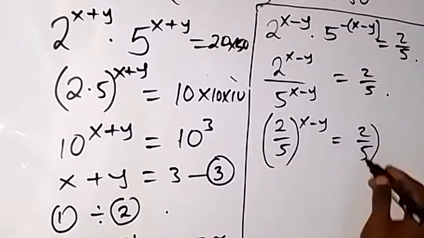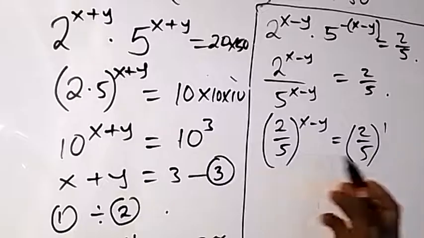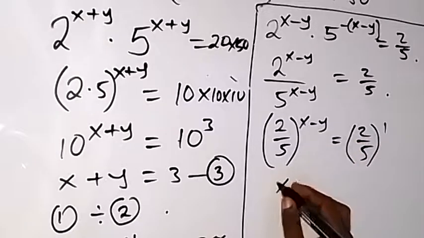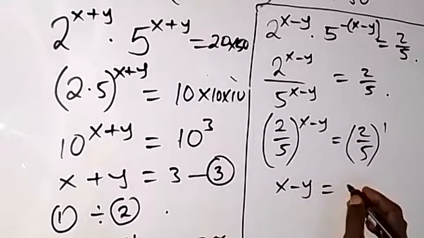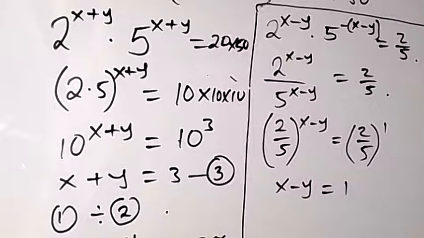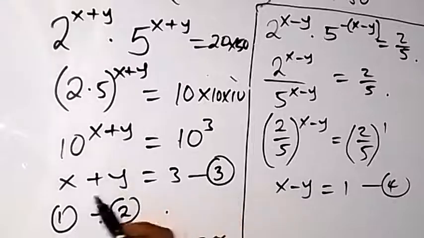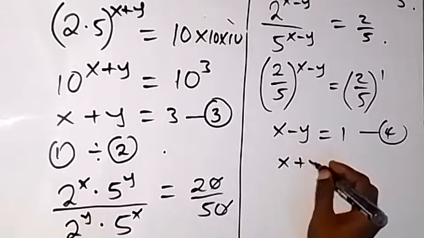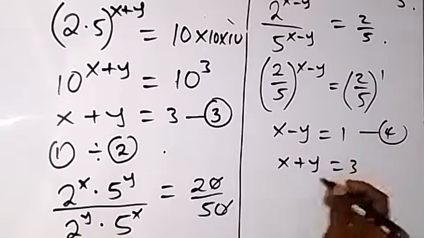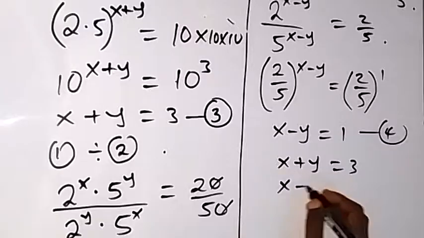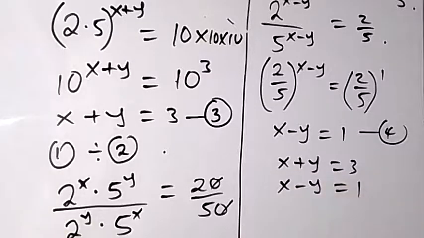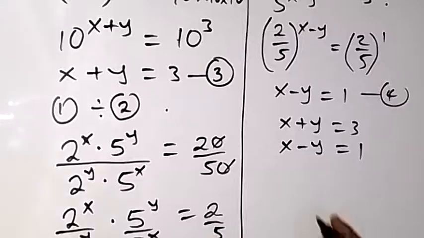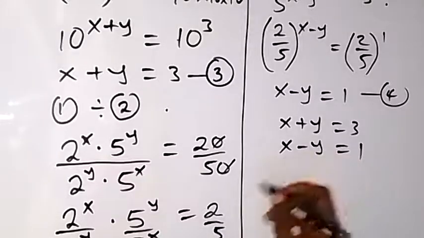Then we can raise this to power 1. So same base, we equate the power. So we have x minus y equals to 1. X minus y equals to 1. Let's call this equation 4. So we can solve this equation 3 and 4 now simultaneously. From equation 3, we have x plus y equals to 3, and equation 4, we have x minus y equals to 1.